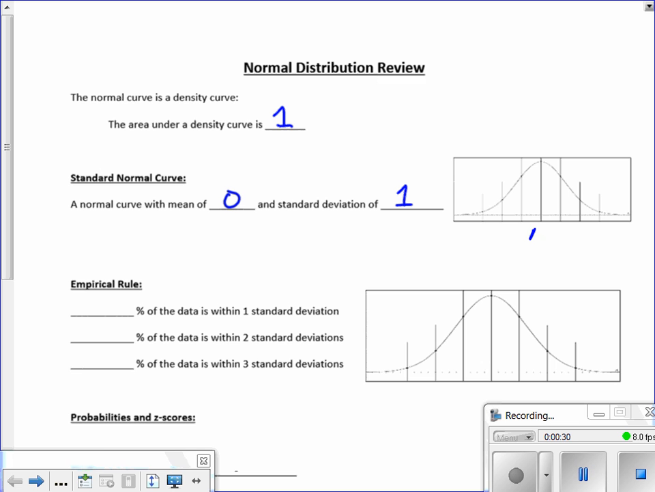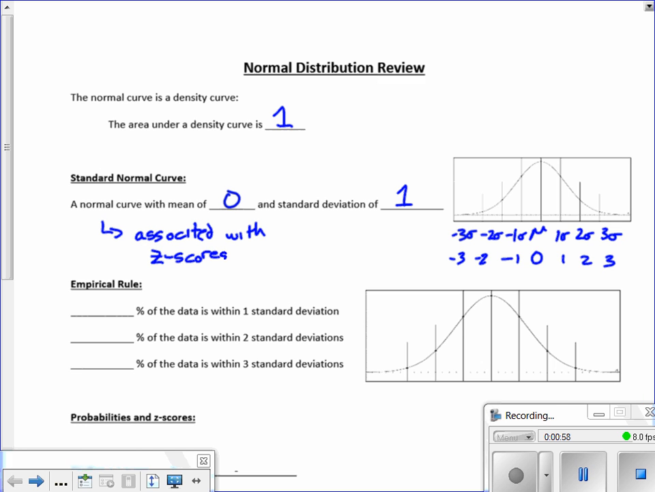All right, so this is 1 standard deviation, 2 standard deviations, and 3 standard deviations. We go -1, -2, and -3 standard deviations below. So in other words, it'd be at 0, 1, 2, 3, -1, -2, -3. And what this is really good for, a standard normal curve, is that it's the one associated with z-scores, or the z-table that is provided for you.